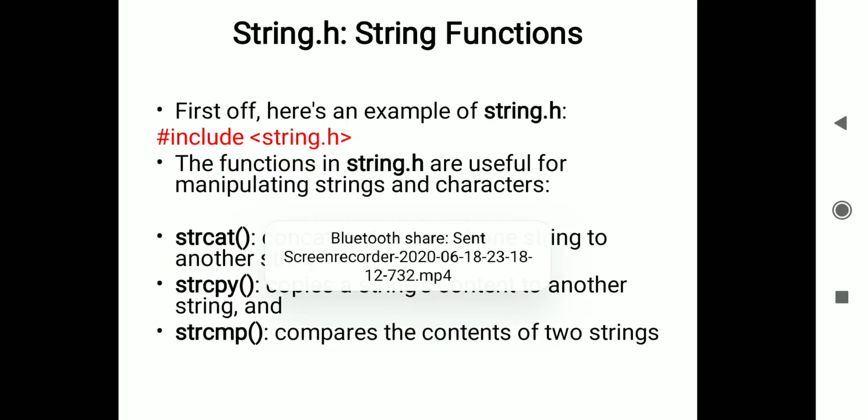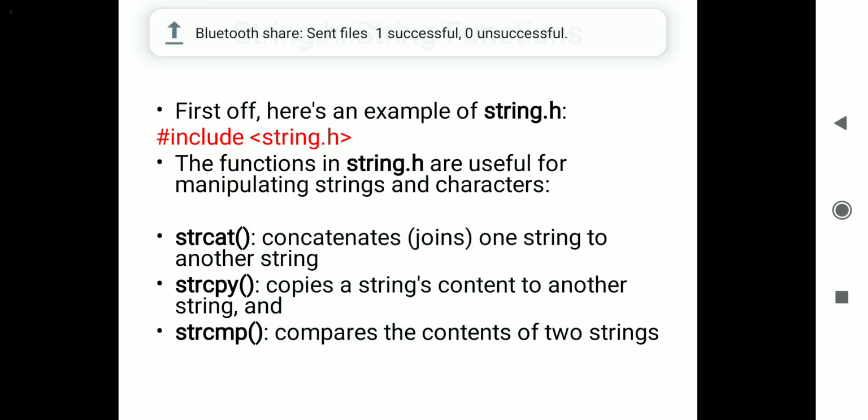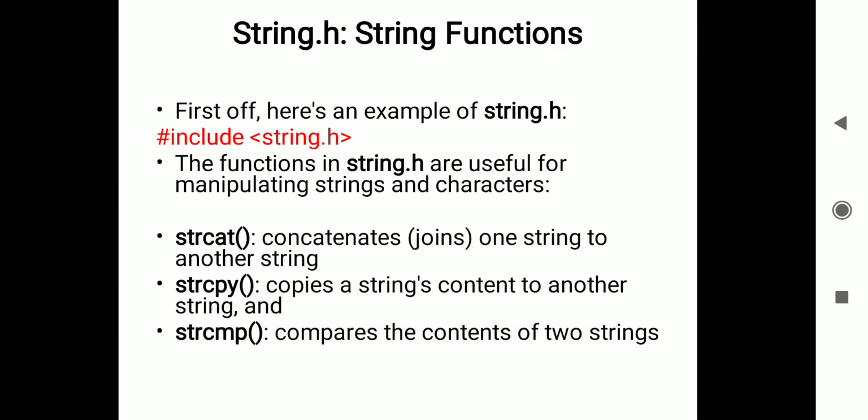The next standard library is string related, means string.h string functions. Here, as an example of string.h, is hash include string.h. They are useful for manipulating string related operations, means string concatenation, string copy and string compare. These operations are performed using the string related functions.